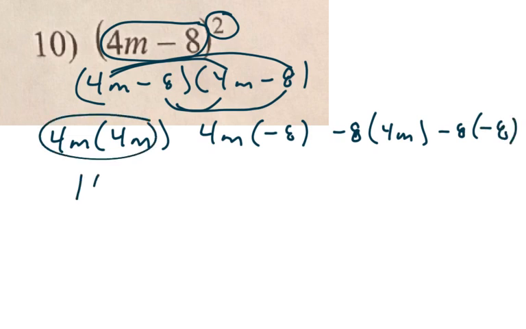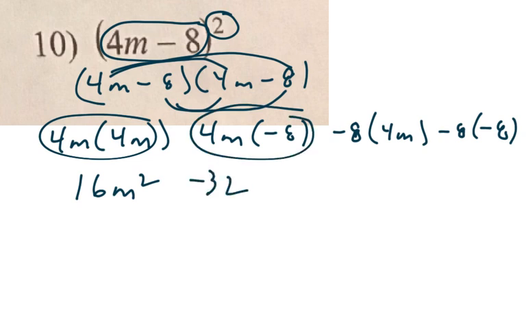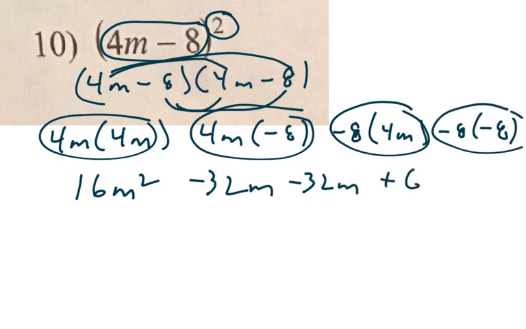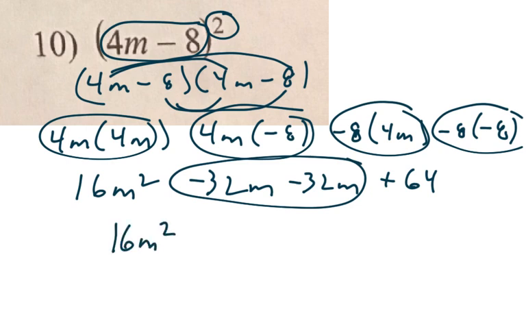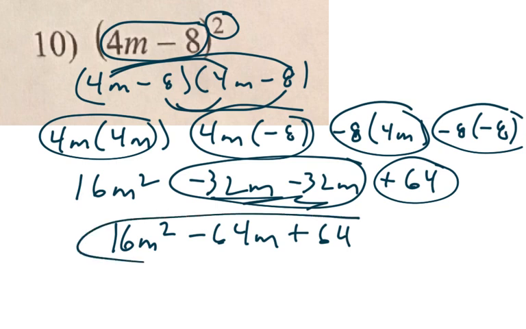So this is 16m squared. This minus 32m. This another minus 32m. And this a 64. We have some m's. So my final answer is 16m squared. These come together as minus 64m with a plus 64.